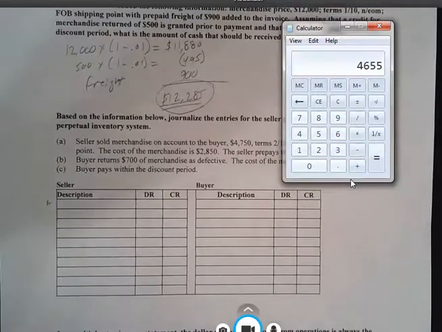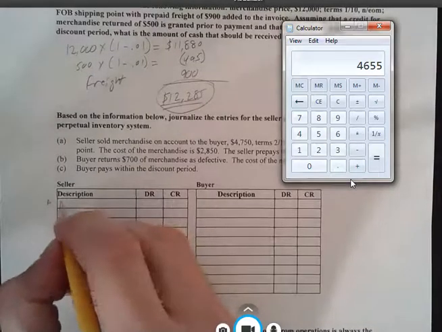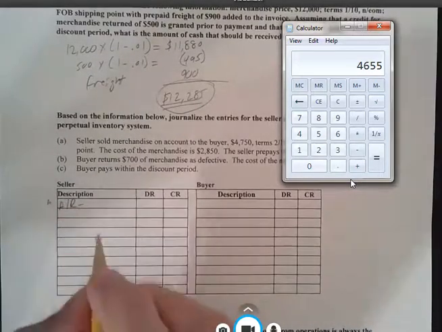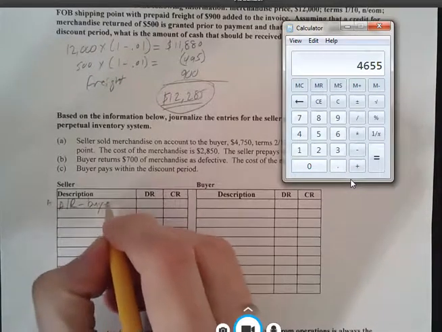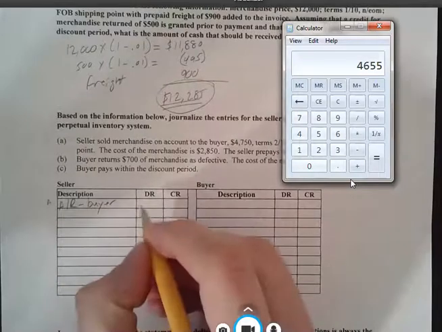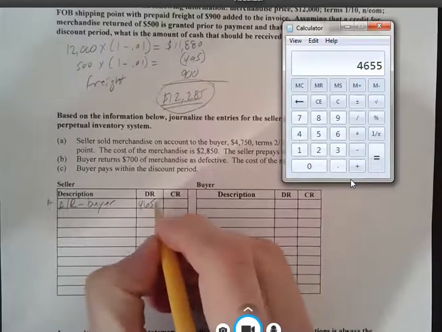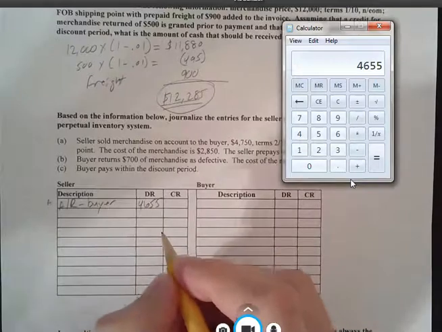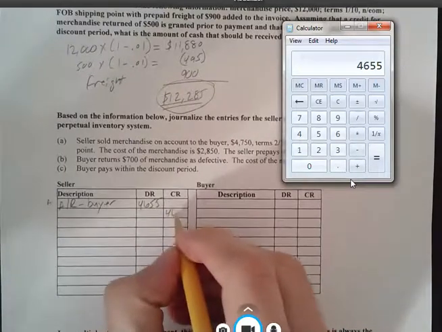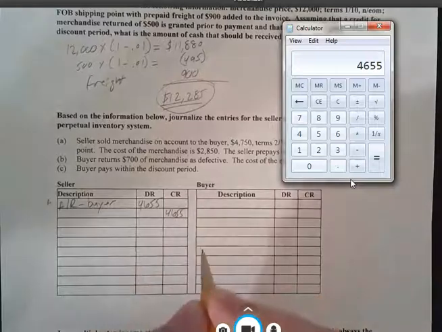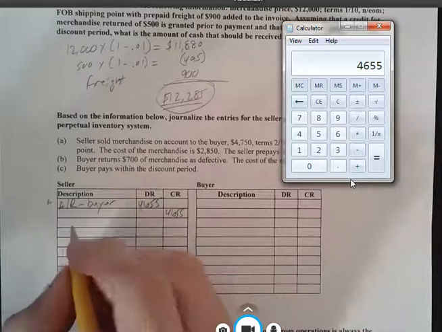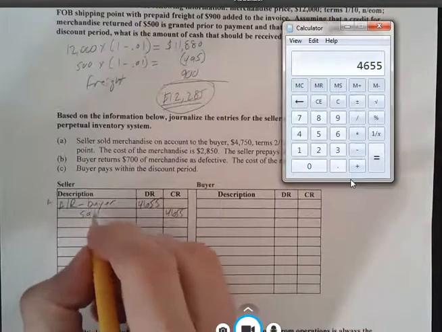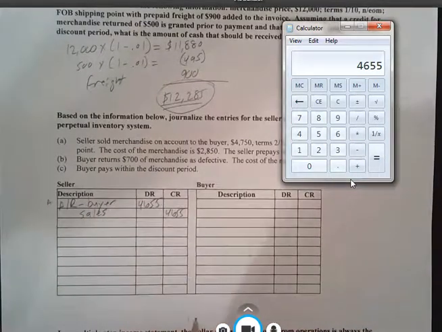And let's see, what's the name of the company? We don't have a name. So the seller is going to set up an account receivable. We'll just put to buyer. And that's going to be a debit for $4,655. Yes, $4,655. So we're going to have a credit of $4,655 to what? Well, they sold merchandise, did they not? So we're going to say that's sales. Okay?